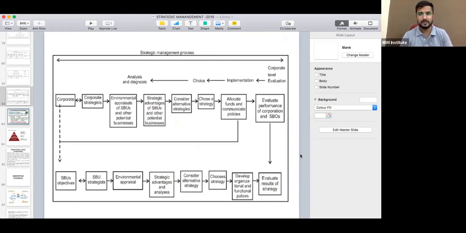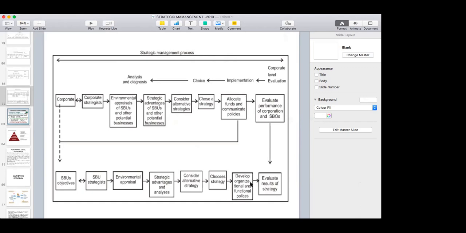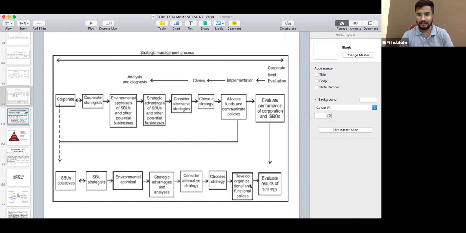Humble request. Then we have developing organizational functional policies that we discussed already. It is about the functional level policies, which includes your HR policies, marketing policies, accounting policies, production policies, and so on. Then choosing a strategy, because once the company has done with the corporate level strategy, then definitely they go for SBU level strategy.